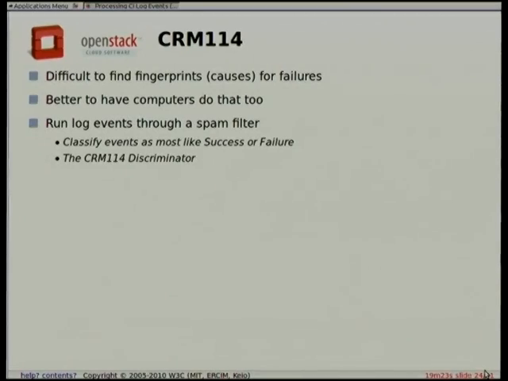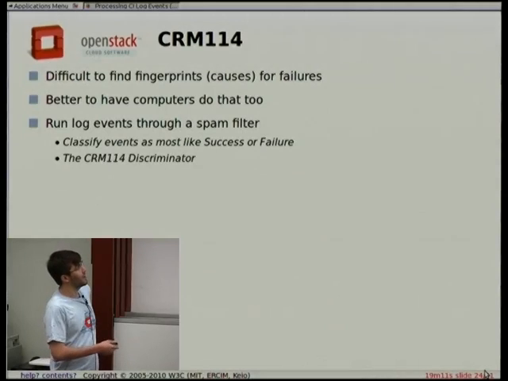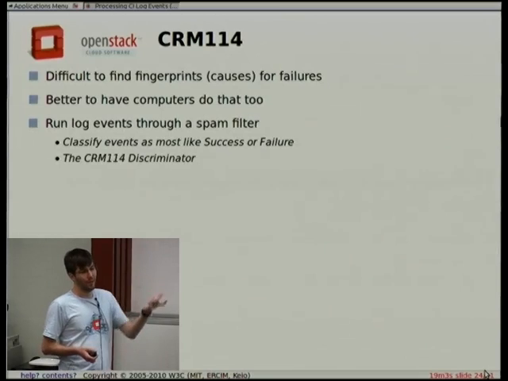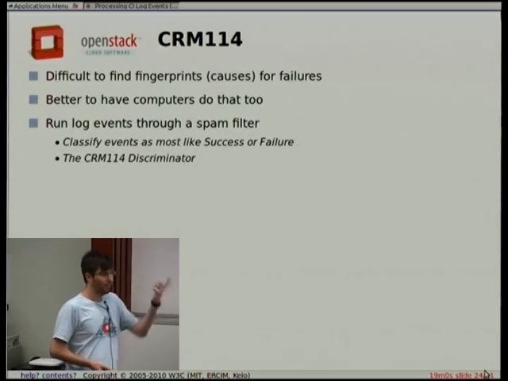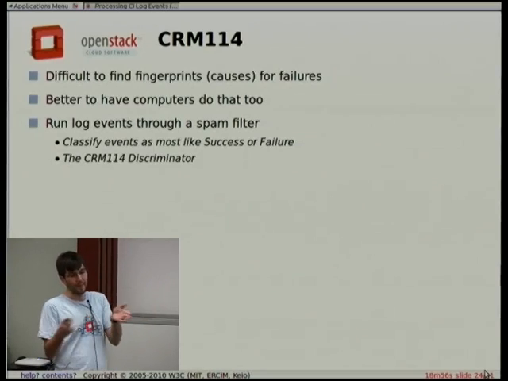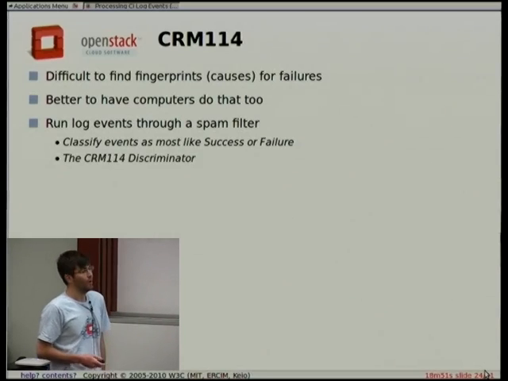Why can't we just have computers do that for us too? I mean, that'd be kind of cool. And Sean wants me to say that this is still very much a goal. We're not there yet, but it is running, and it is giving us interesting data. What we've done is we're running the log events through a spam filter, basically, CRM 114. And it then classifies every log line as being like a success log line or a failure log line. That's kind of cool. Now you can have a probability that this thing relates to a failure, this thing relates to success, which will help you, hopefully.